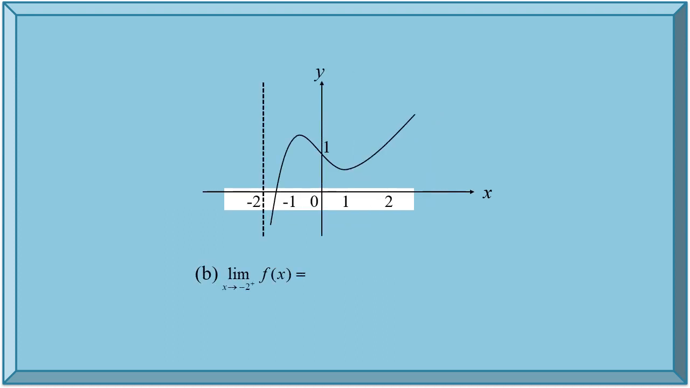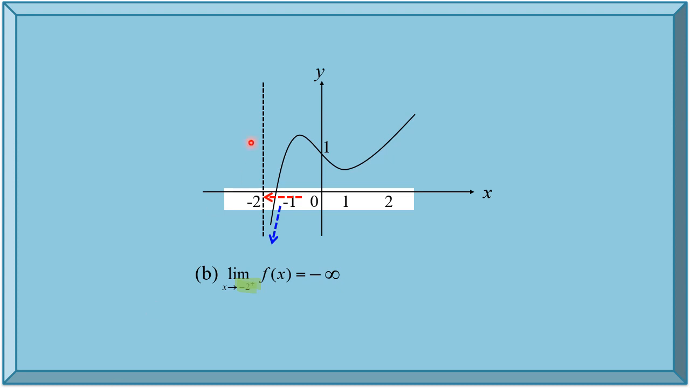How about question B? Question B asks you to find the limit as x approaches negative 2 from the right side. So where is the right side of the graph? It's here. As x approaches negative 2, the graph is approaching, what is this value? This graph is approaching negative infinity. You can see that the graph is going down but not touching this asymptote, this vertical line.